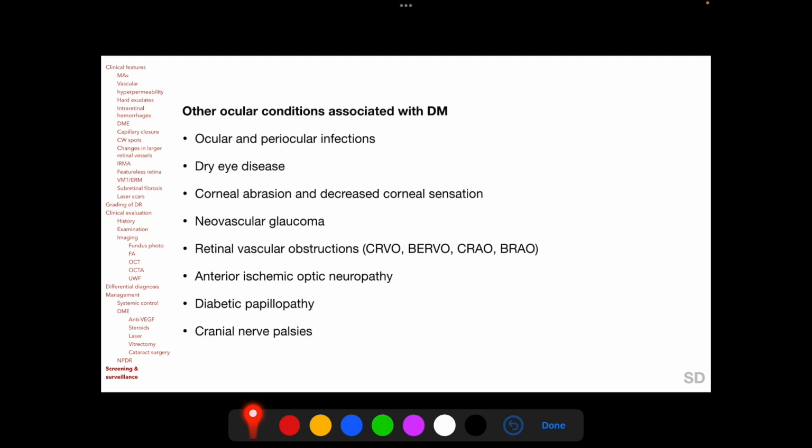So we list here the other ocular conditions which can be associated with diabetes mellitus, and these include ocular and periocular infections, dry eye disease, corneal abrasion and decreased corneal sensation, neovascular glaucoma, retinal vascular obstructions, anterior ischemic optic neuropathy, diabetic papillopathy, and cranial nerve palsies.